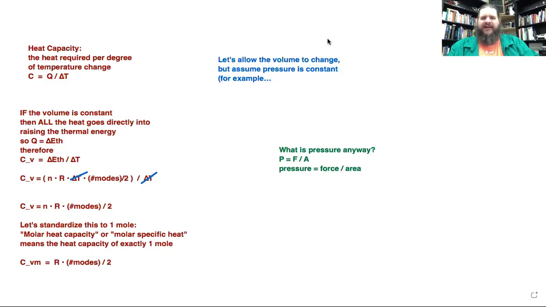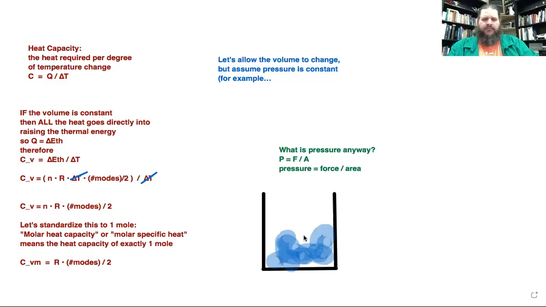So let's say you have a gas in a container. And if you want to allow the volume to change, let's say you've just got this gas in the container. If you want to allow the volume of the gas to change, what would you have to include in the container in order to allow the gas to expand or contract?